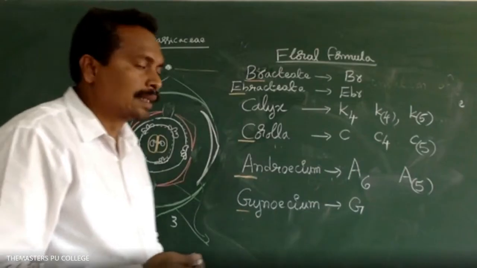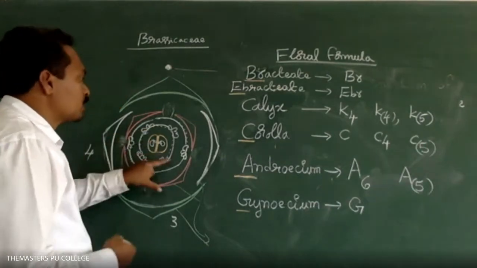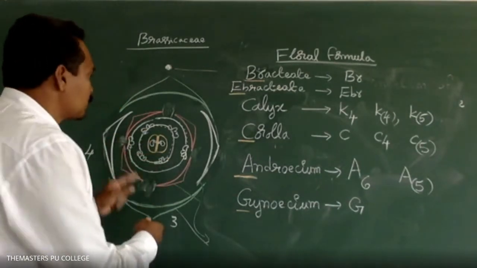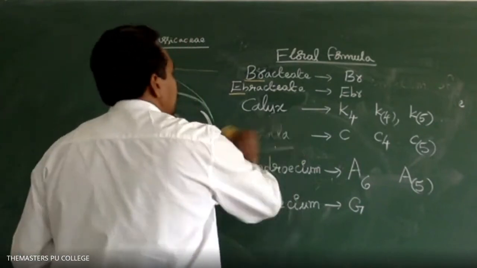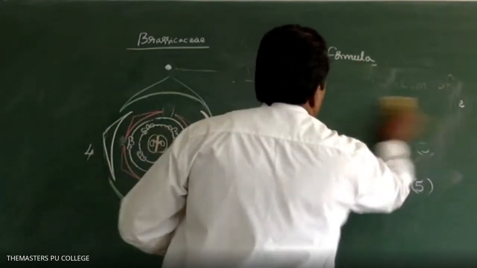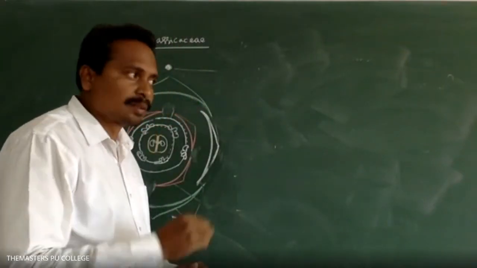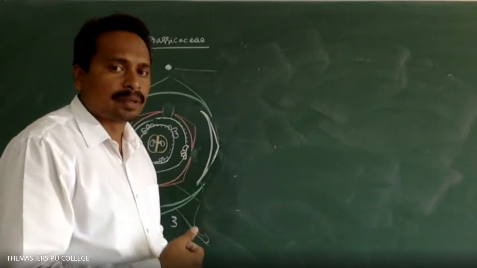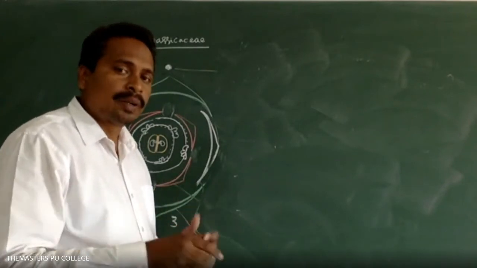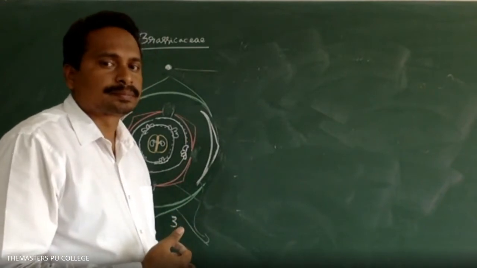So can we write it as 4 plus 2 also? Yes, ma'am. First, you have to consider the outermost whorl. Sir, if we write 2 plus 4 and they are fused, then we have to put in brackets? Yes, why not? If among the 6, 2 are fused, that should be in bracket. If 4 are free, without bracket.